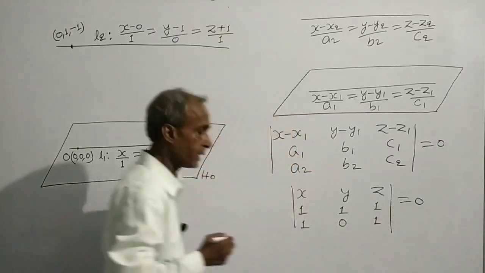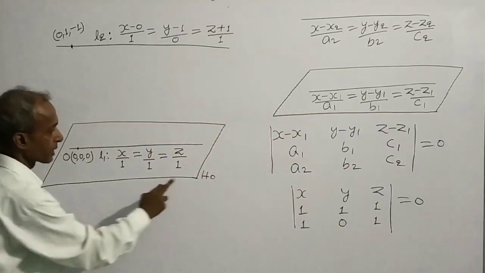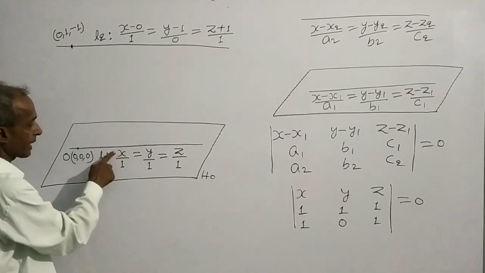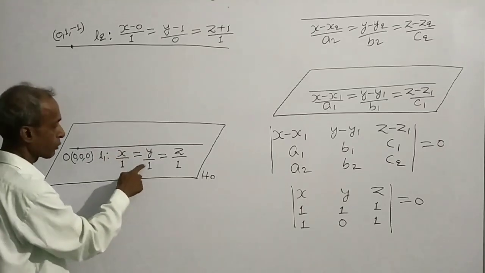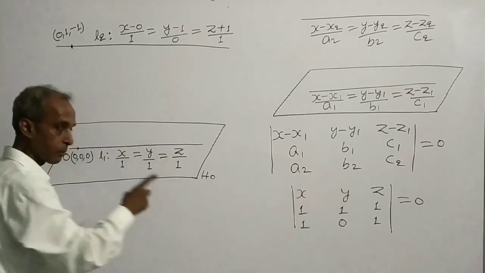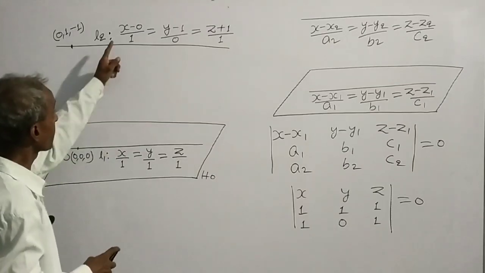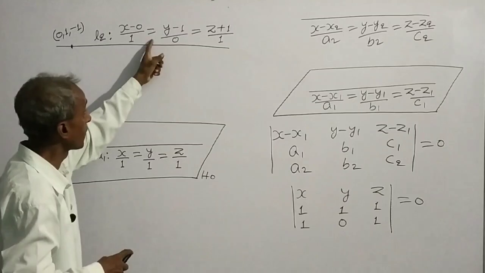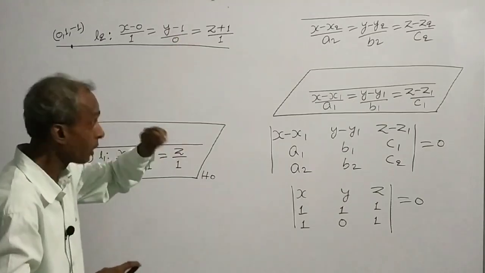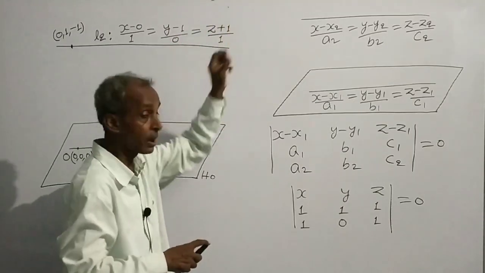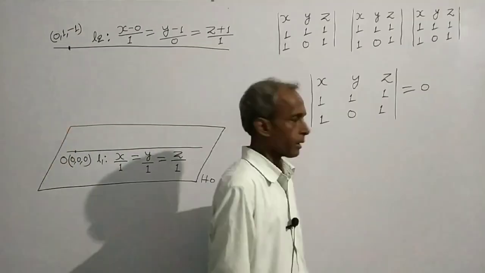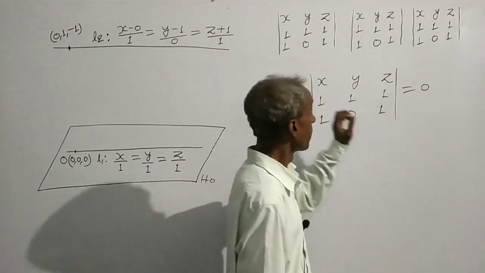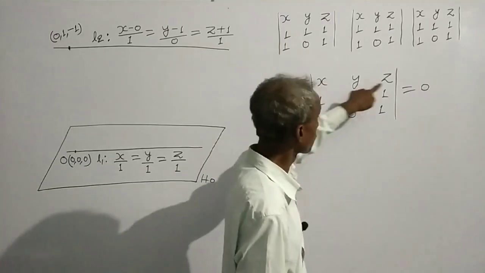This is equation of the plane H0 that contain this straight line x by 1 is equal to y by 1 is equal to z by 1 and parallel to this straight line x minus 0 by 1 is equal to y minus 1 by 0 is equal to z plus 1 by 1. Now we will expand this determinant along first row.